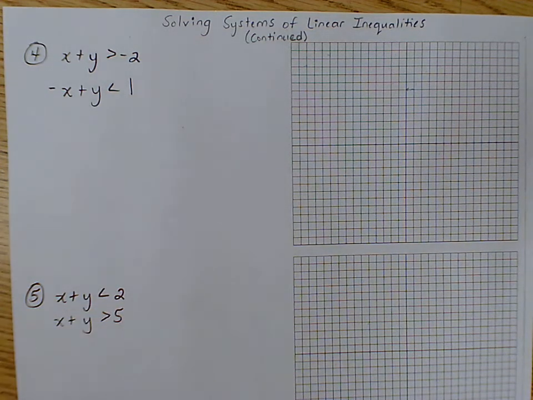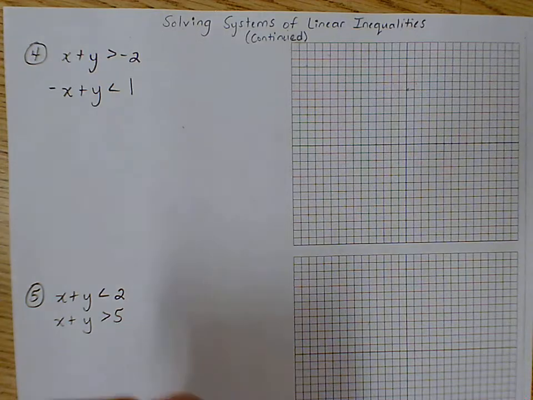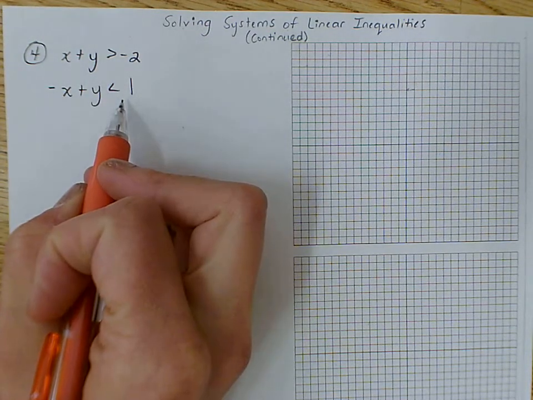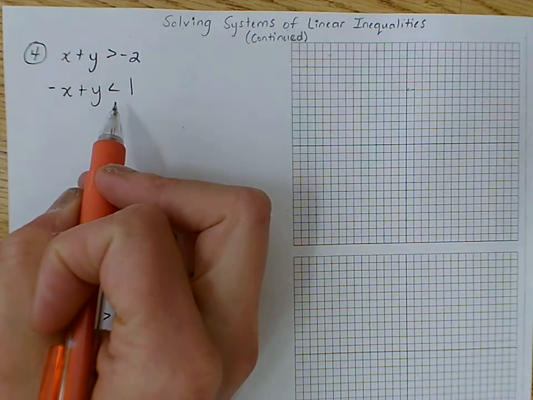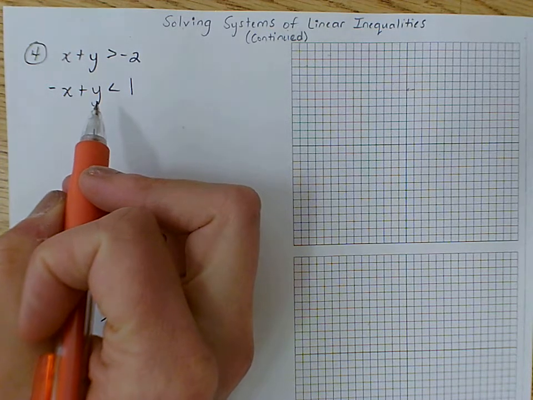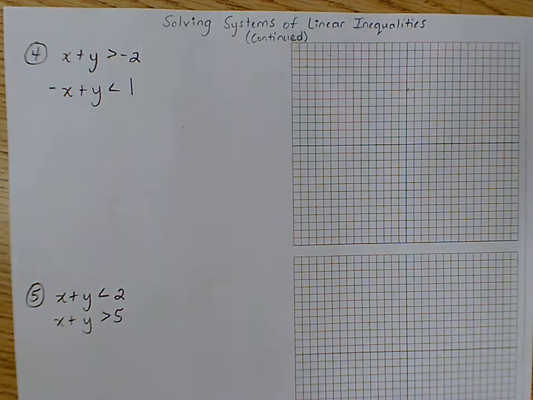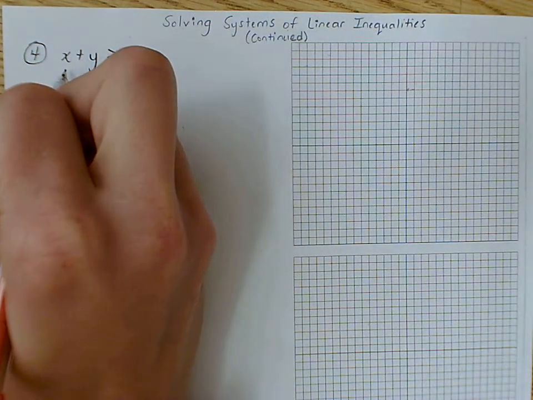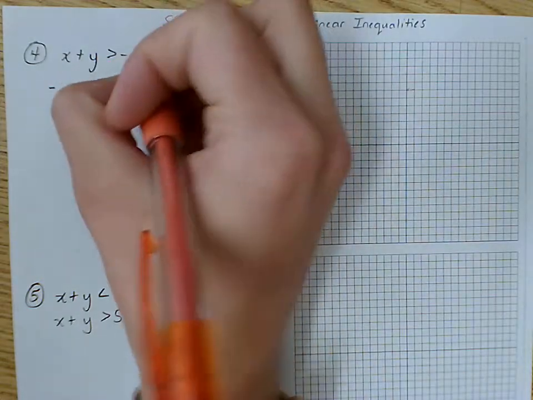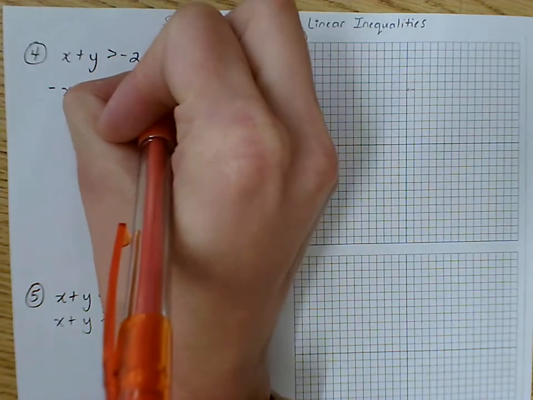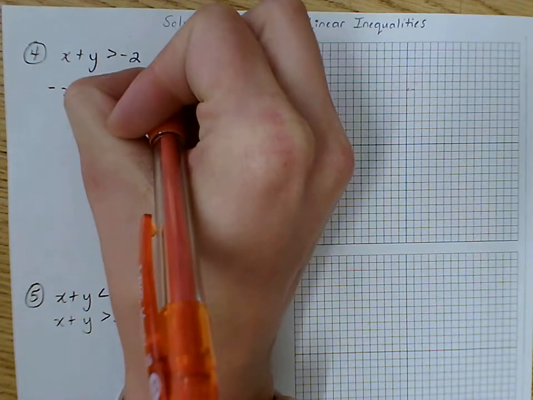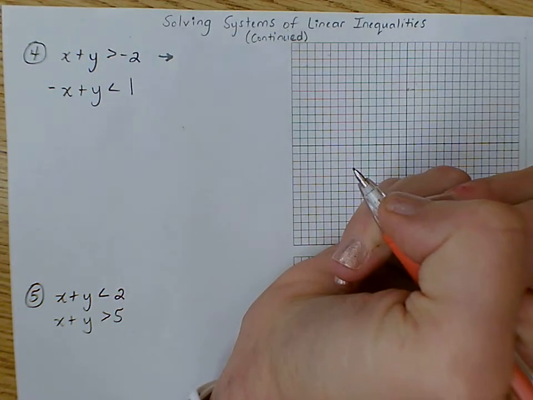So just like in all the other problems that we've done so far, you start by graphing both of these on the same graph, and then you look at their shaded parts and you look at where they overlap. So you've got to graph one at a time. So just like what we did with the problems before, we're going to take this first one, we're going to rewrite it, and we're going to act like we're graphing it like a normal equation, okay?